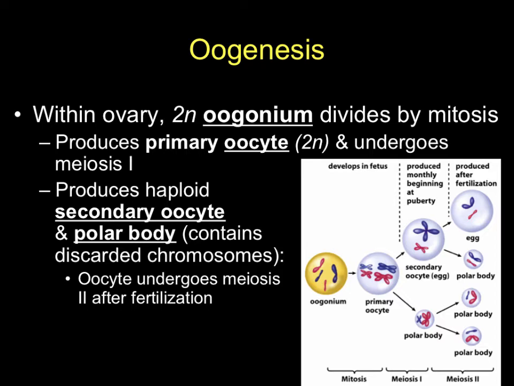Okay, so it's not until after a sperm cell has penetrated the egg cell and fused with it that we actually see meiosis 2 occurring and the production of an egg cell from a secondary oocyte.